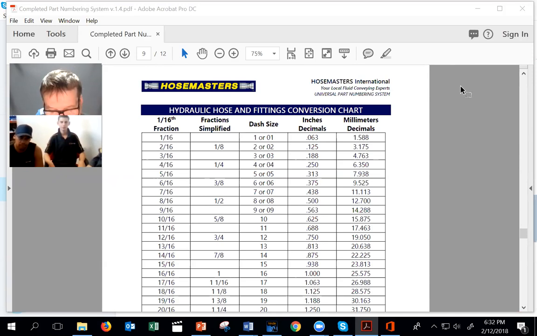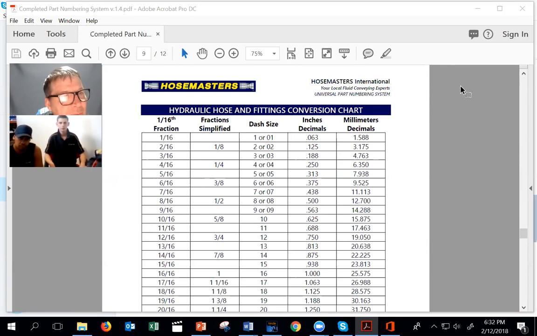What would its dash size be, Jake? Dash size for that one? Yeah, 8. So whenever you're looking at a catalog, that's what it'll say. In our language, it's 08. But if you're ever looking in a catalog, it'll either say 8 or 08 as its dash size. And then if you measure it with a caliper, you're going to get 0.5, or in millimeters, you're going to get 12.7.